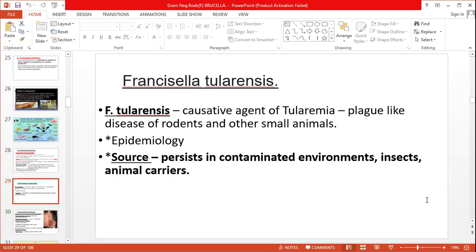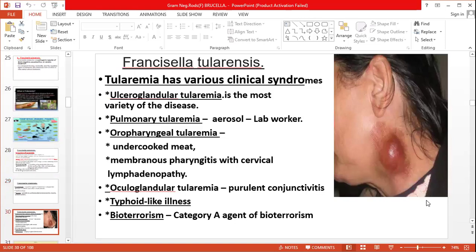Francisella tularensis is the agent of tularemia, a plague-like disease of rodents and other small animals. Epidemiology: the source persists in the contaminated environment, insects, and animal carriers. It has four clinical syndromes: ulceroglandular tularemia, pulmonary tularemia, oropharyngeal tularemia, oculoglandular tularemia, typhoid-like illness, and bioterrorism.